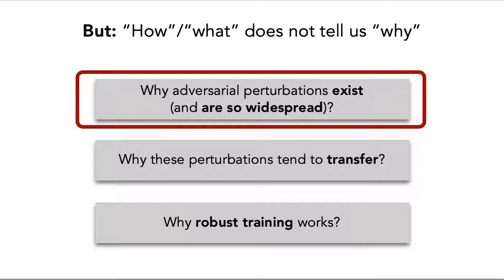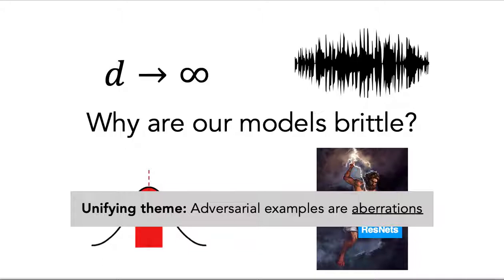So why do adversarial perturbations exist and why are they so widespread? I was definitely not the first one to wonder about this, and there are plenty of hypotheses on why our models are brittle. Some of them say that our models are high dimensional, so there are always some corners where the models misbehave.